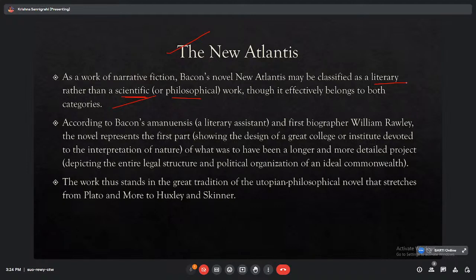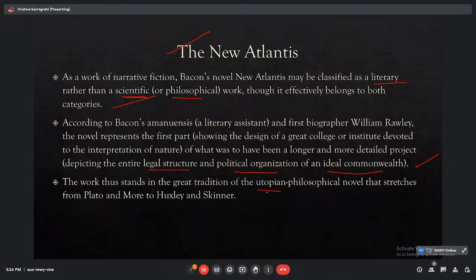So, according to Bacon's amanuensis, that is a literary assistant who takes down the notes and important points, and first biographer William Rawley, the novel represents the first part, showing the design of a great college or institute devoted to the interpretation of nature, of what was to have been a longer and more detailed project, depicting what? Depicting the entire legal structure and political organization of an ideal commonwealth. So the work thus stands in the great tradition of the utopian.